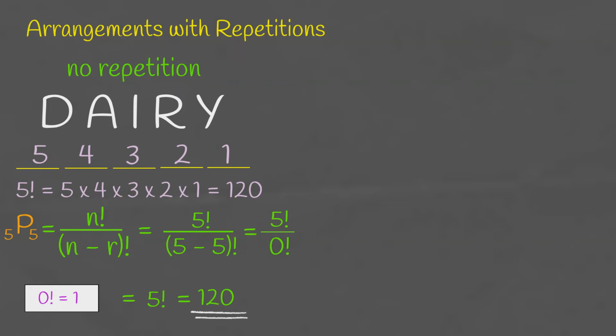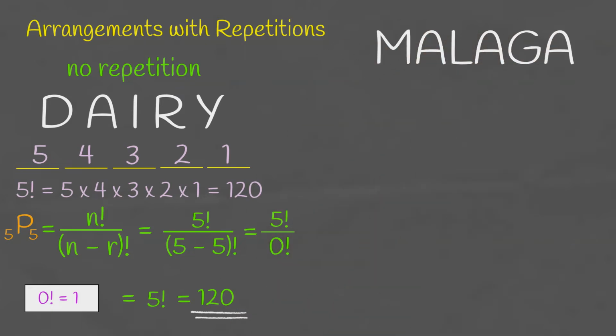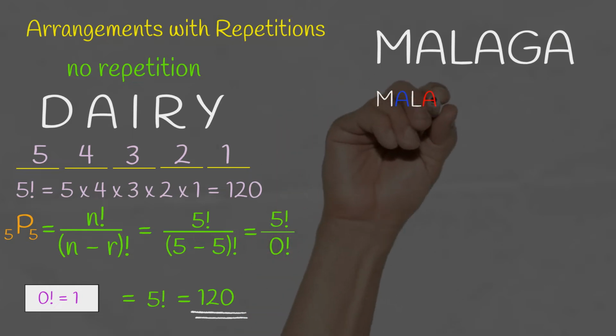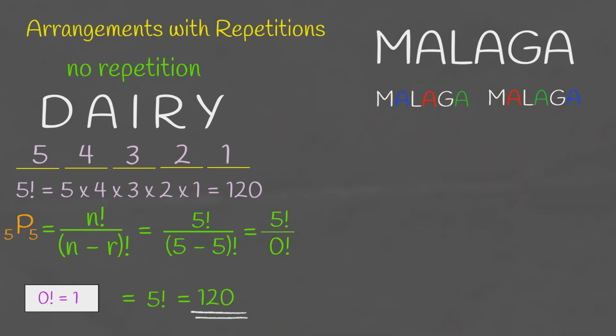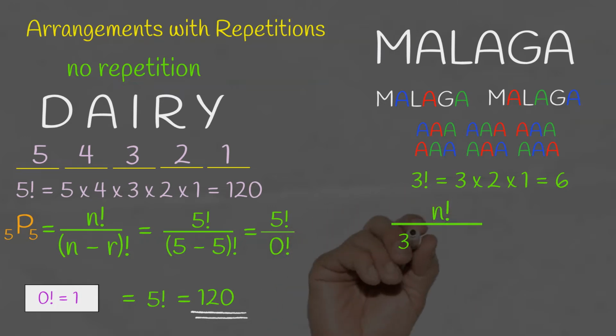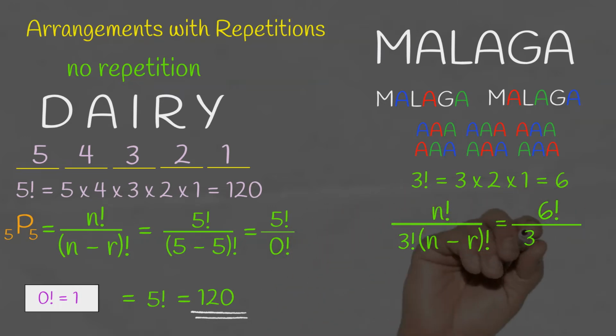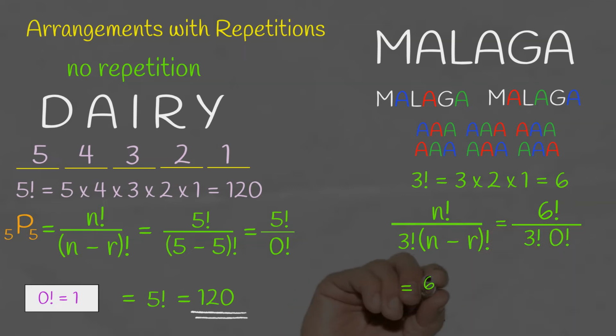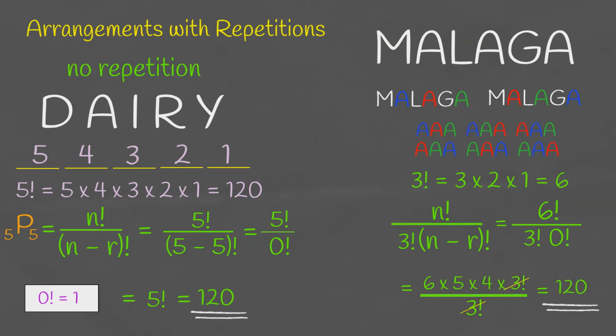Next, we move on to the word Malaga, but Malaga's got 3 A's. So how does this affect the answer? If we write it like this or this, it still spells Malaga, even though the A's are in different positions. So then we look at how many ways we can organise the A's. And as you can see, there are 6 ways to organise the A's, or 3 factorial. So in this circumstance, we also have to remember to divide the answer by 3 factorial. Now, if we write the equation like this, 6 times 5 times 4 times 3 factorial, it's a lot easier to cancel the 3 factorials out. So the answer is just 6 times 5 times 4, which is 120.